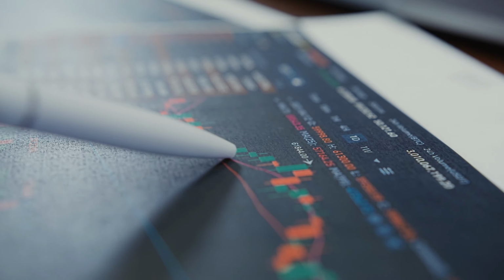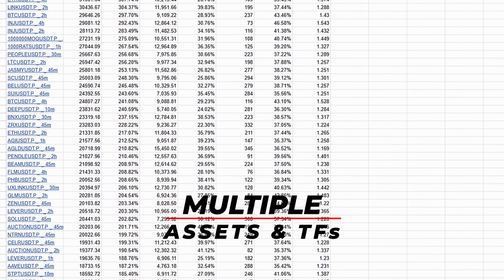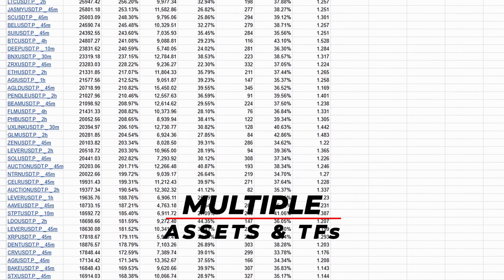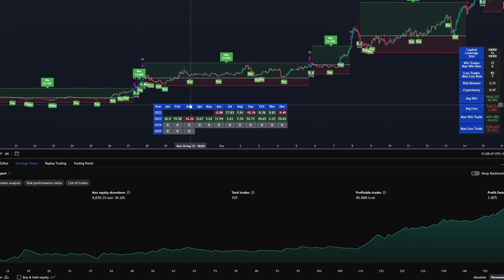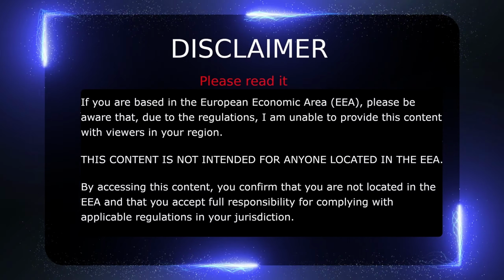But these signals aren't just based on dips. We're gonna backtest it across multiple assets and timeframes, so by the end you'll know exactly where it works and where it doesn't. So, let's jump straight into it.